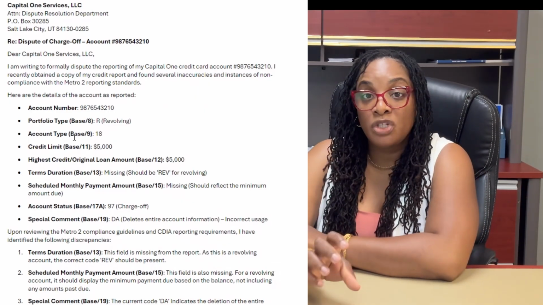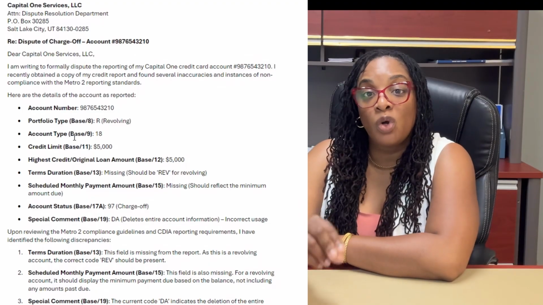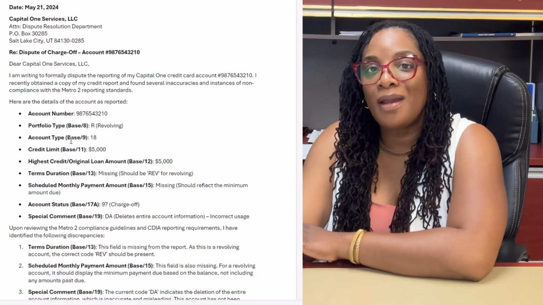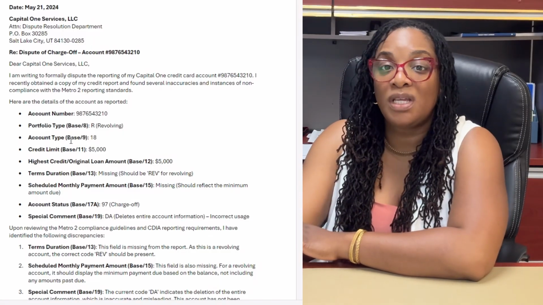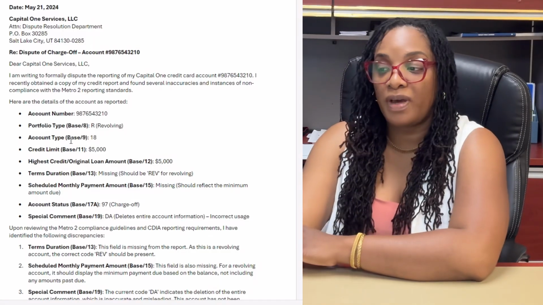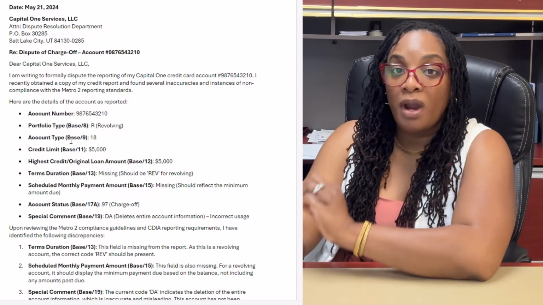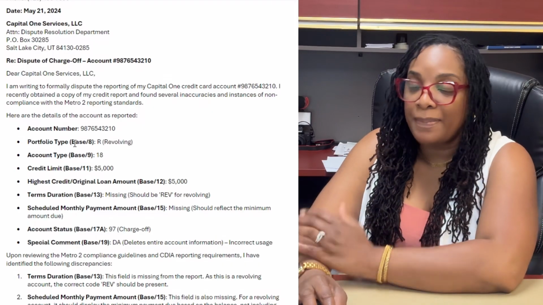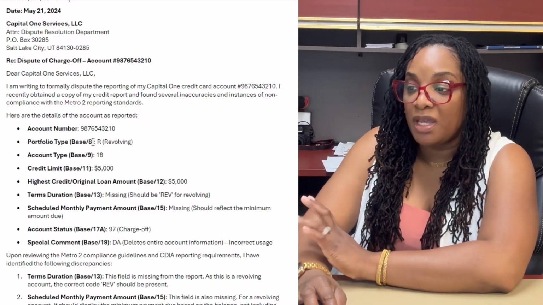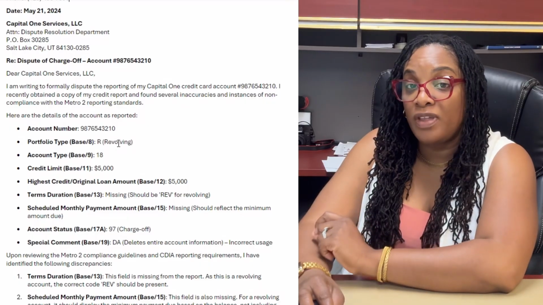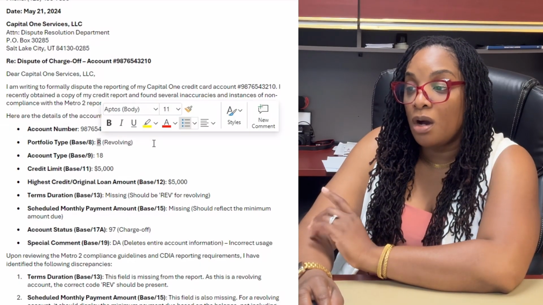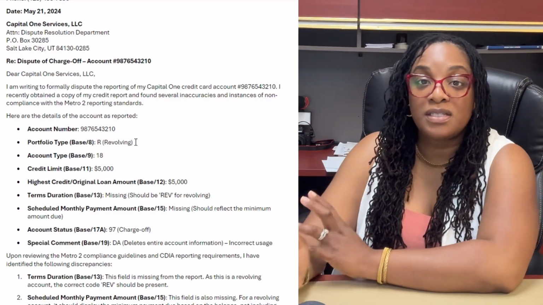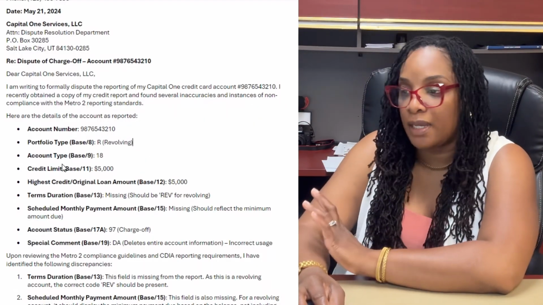So with Metro 2, there are certain fields that are required, and there are certain fields that should be filled in but are not required, meaning that if they're left blank, no harm, no foul. So we're going after required fields only. You have your account number, that is a required field. Portfolio type of account, that's base segment character 8, that is a required field. Anytime you see R on your credit report, that stands for revolving. That lets you know, hey, this is a revolving account, possibly a credit card account.